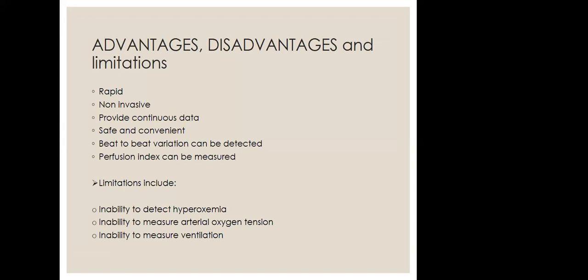Now, I can tell you the advantages, disadvantages, and limitations of pulse oximetry. The advantages are that it's very rapid and non-invasive. It provides continuous data about heart rate and saturation. It is very safe and convenient. Beat to beat variation can be detected by the pulse oximetry. Perfusion index can also be detected with this.